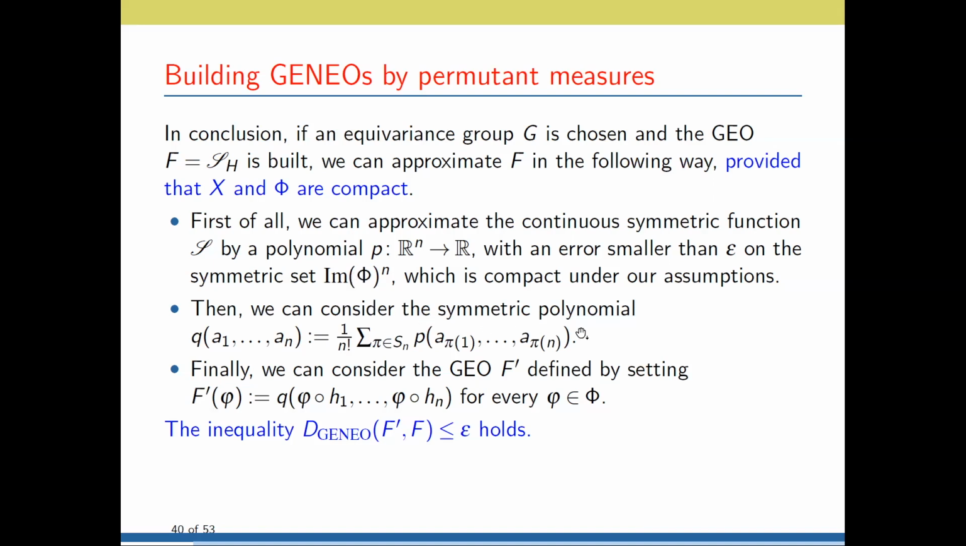Then we can consider this symmetric polynomial Q obtained by averaging the values of P. And finally, we can consider the group equivariant operator f prime defined by setting f prime of phi equal to Q of phi composed with h1, ..., phi composed with hn. We get this inequality that states that f prime is an epsilon approximation of f. So we can restrict ourselves to consider continuous symmetric functions and symmetric polynomials.